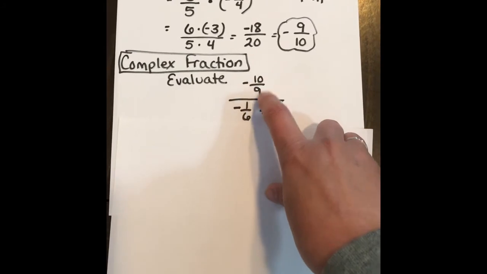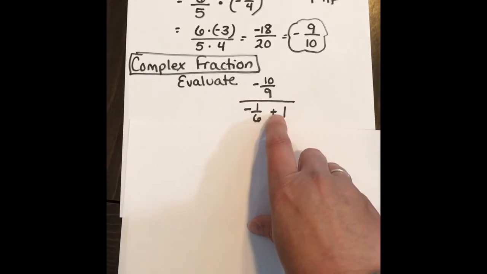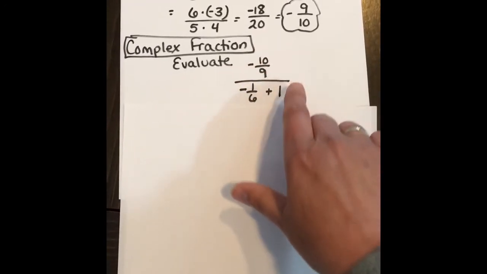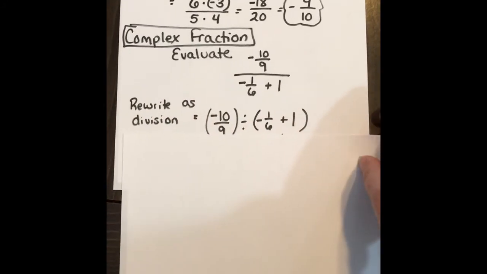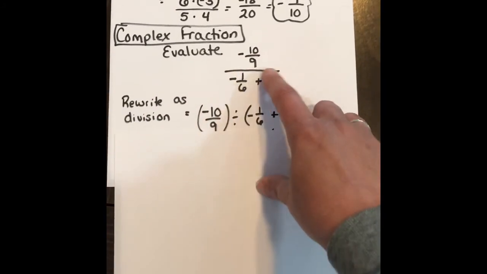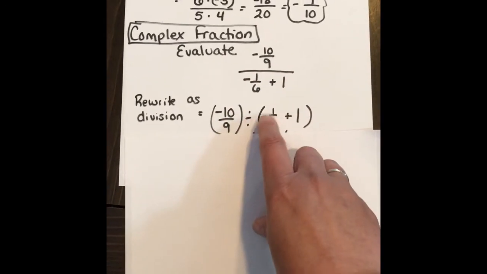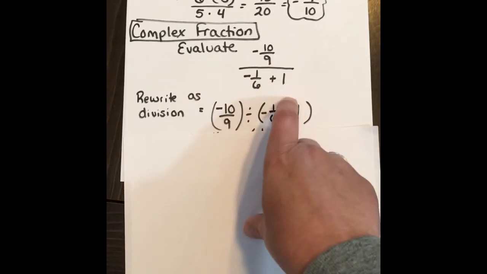So you have negative 10/9 divided by negative 1/6 plus 1. So you need to rewrite it because this looks confusing. So just think about what it's saying. So you have negative 10/9. It's being divided by, that's what the fraction bar is, divided by a negative 1/6 plus 1. So this all goes together. You've got to do that first.